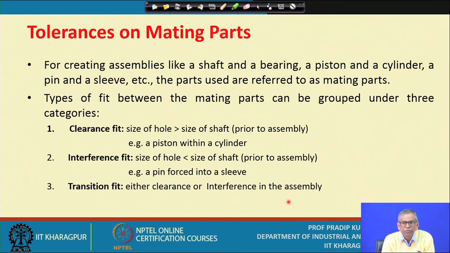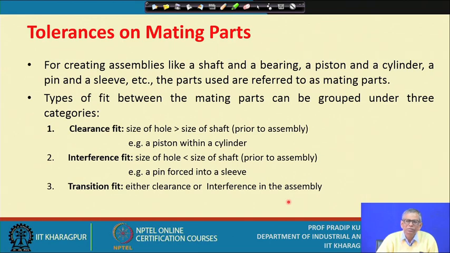You must be aware that for producing different kinds of assemblies, we need to use mating parts. So what are these mating parts? Like a shaft and a bearing. That is one kind of assembly. They are all mating parts. Similarly, a piston and a cylinder is another example of mating parts for creating an assembly. Then a pin and a sleeve. There are many such examples, in fact.